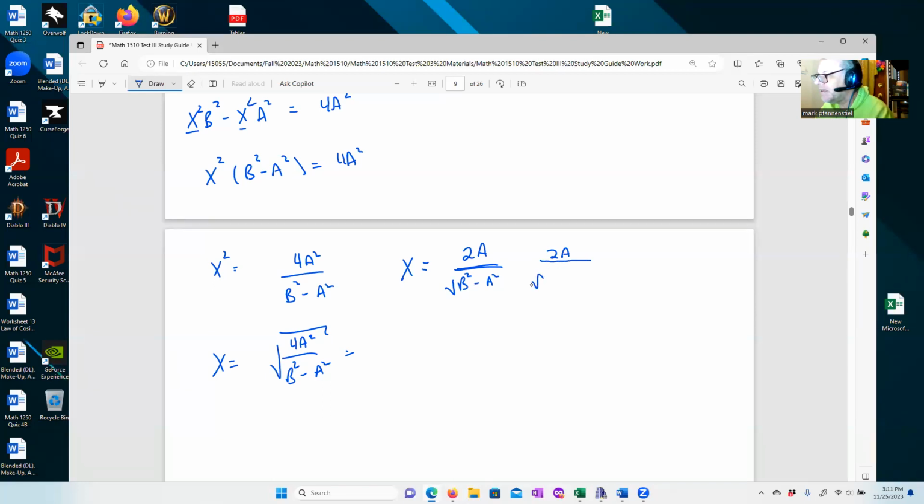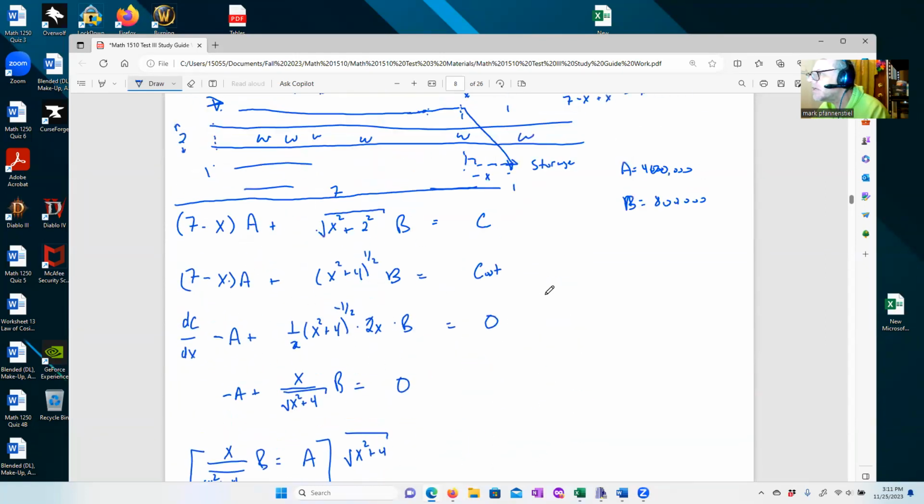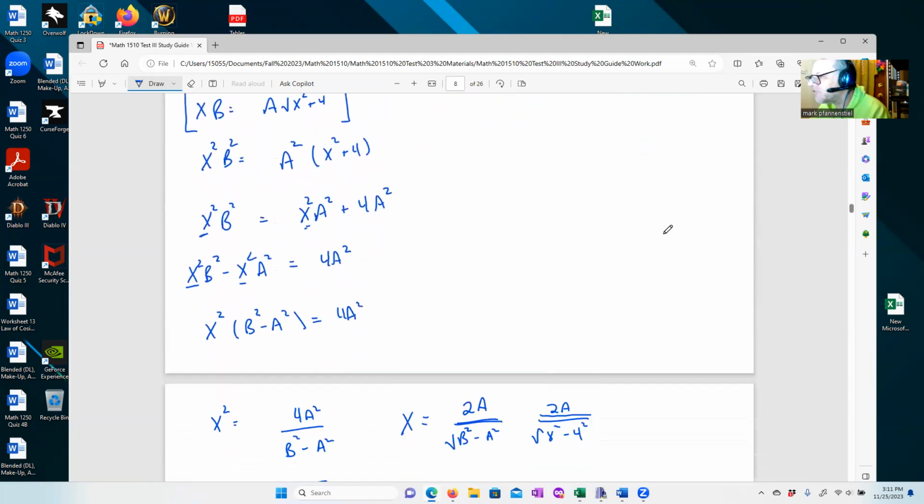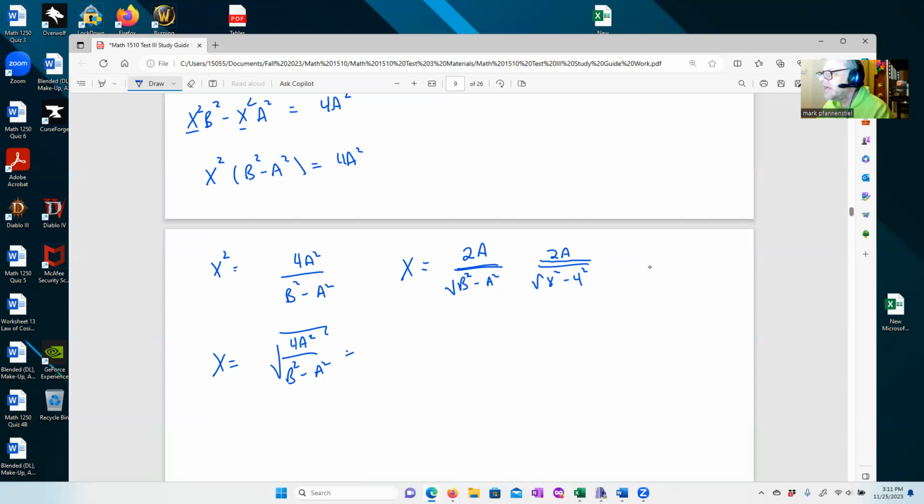Okay, what was b again? B was, I think, 8 squared, and this is 4 squared for a. I'm going to double check by going up here. B was 8, a was 4. Okay, so we're going to go ahead and say that. So we'll go ahead and do that, and we're going to say x equals, this is 2 times 4 for a, and then we have the square root of 8 squared, which is 64 minus 16. Okay, and under a square root.